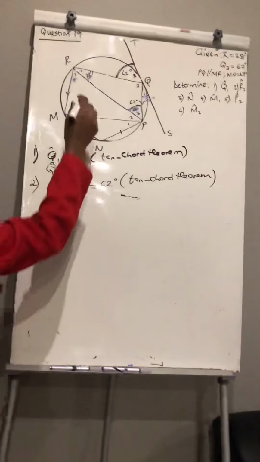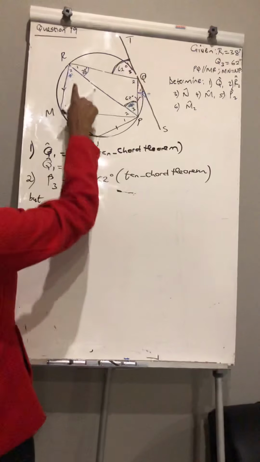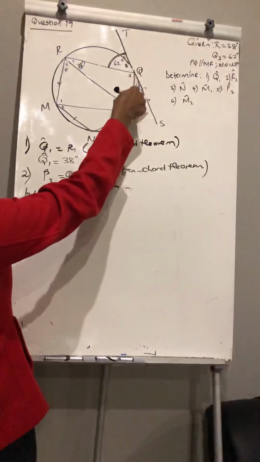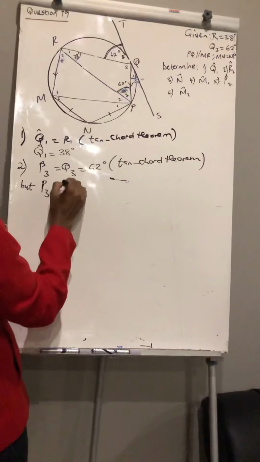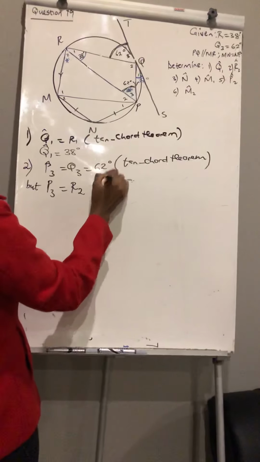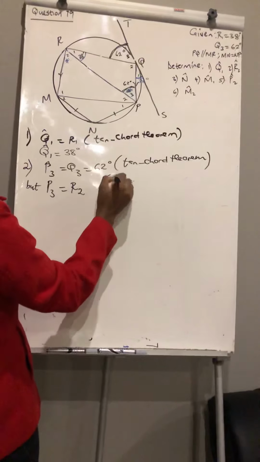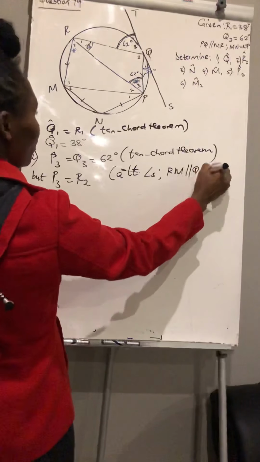So as you can see, now I can say R2 is equal to P3. And you can say those are alternating angles. This thing is still there. Alternating angles, and we are saying that because RM happens to be parallel to QP. That is what was given to us.